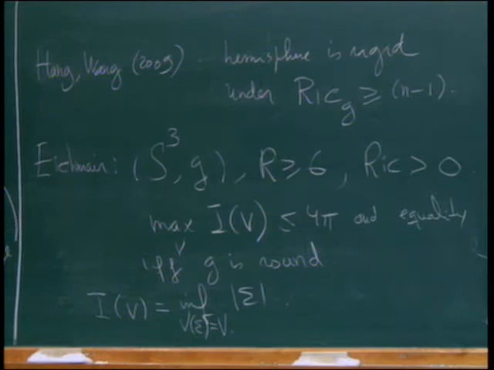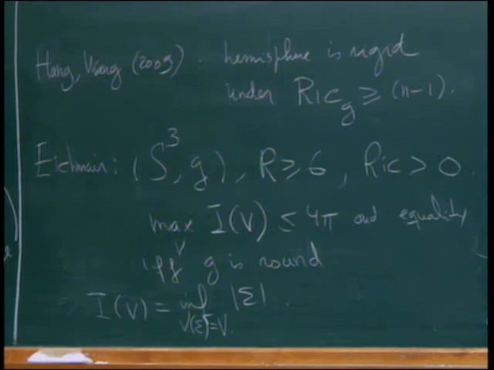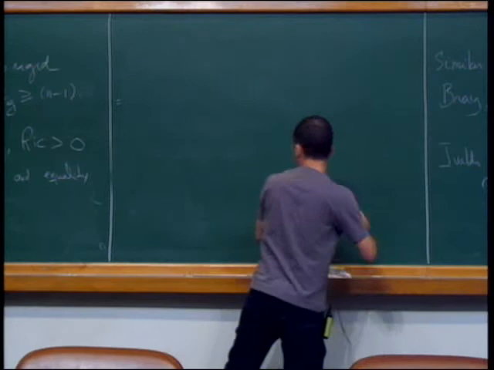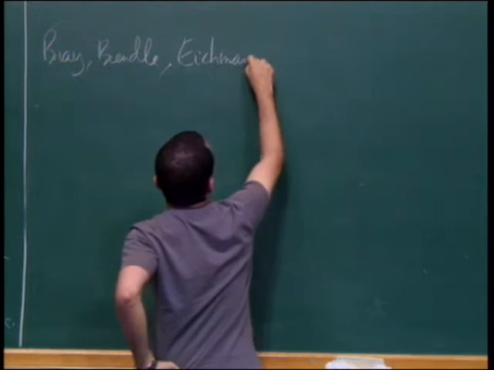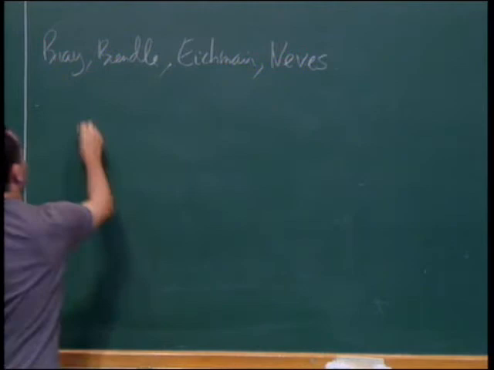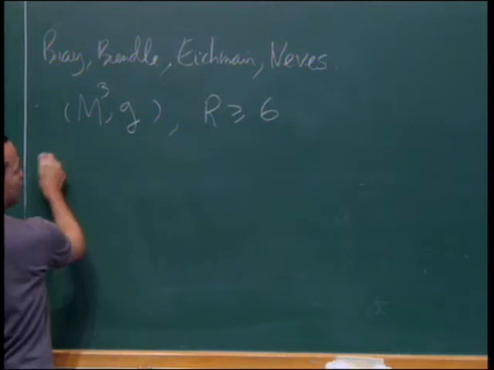There's another result which is more related to what I'm going to talk about today, which is a rigidity result for which the model is the projective space, RP3. Again, for an area minimizing surface. This is due to Bray, Brendle, Eichmair, and Neves. They prove the following. Suppose you have a three-manifold. Suppose the scalar curvature is bounded by 6. And suppose that there exists a projective plane.